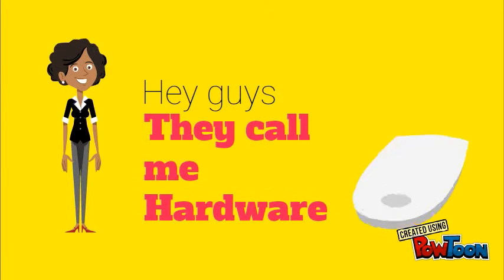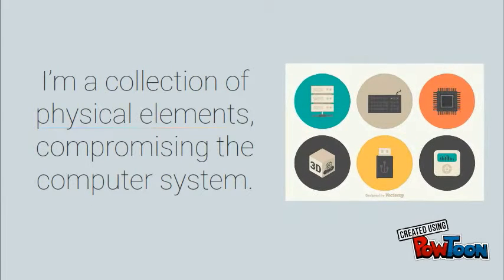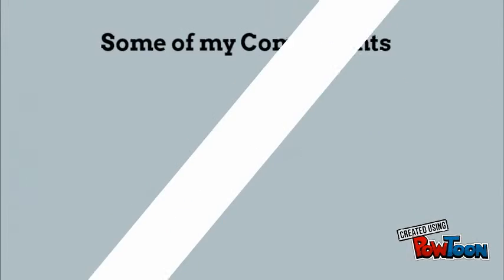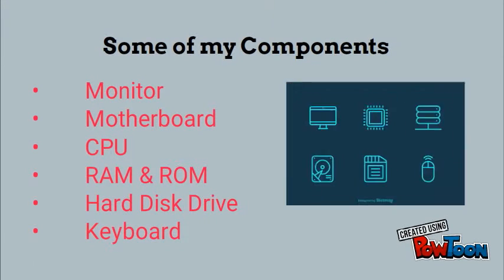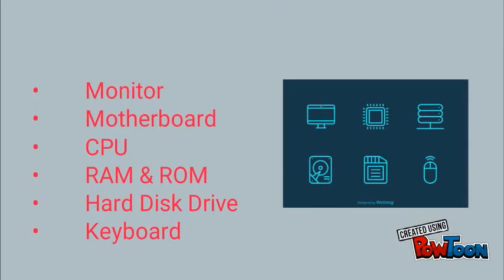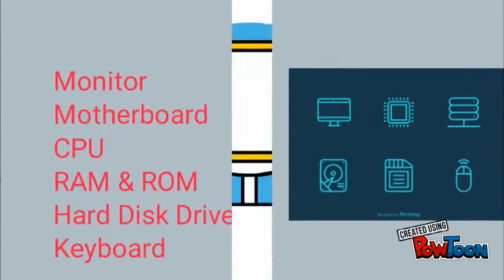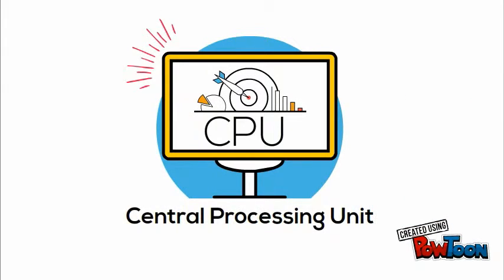Hey guys, they call me hardware. I'm a collection of physical elements which comprise the computer system. Some of my components include the monitor, motherboard, CPU, RAM and ROM, hard disk drive, and the keyboard. So let's take a look at my favorite, the CPU.